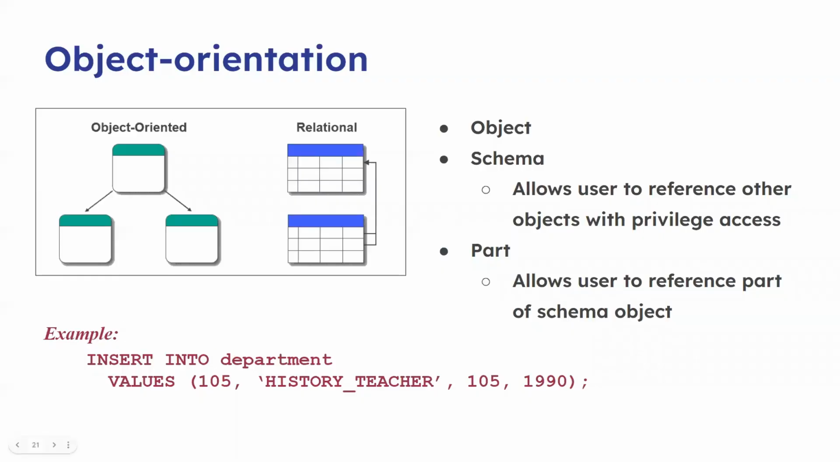In SQL, we refer to objects as object. So object refers to the name of an object. Schema is the schema that contains an object. This qualifier allows the user to reference other objects with privileged access. So when you refer to objects in other schemas, you have to have granted privilege access. With the omission of schema, Oracle assumes that the user is referring to an object in their own schema. The part identifier allows the user to reference part of a schema object.